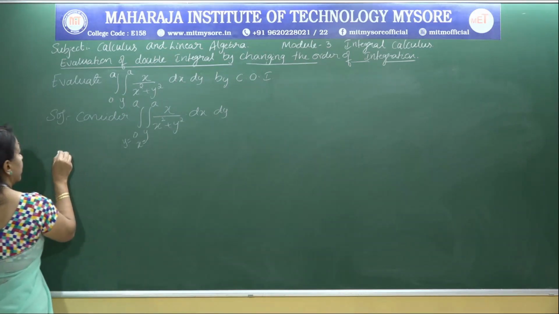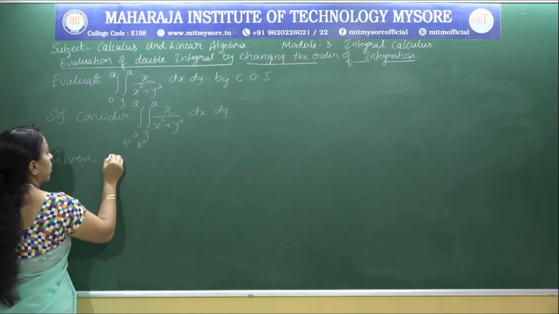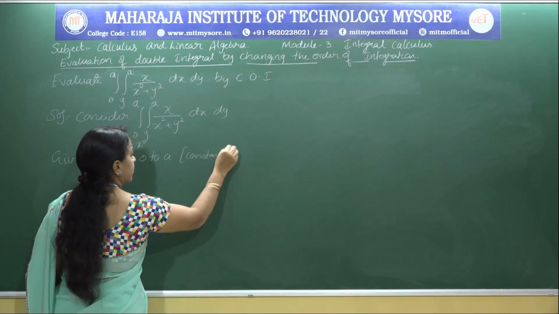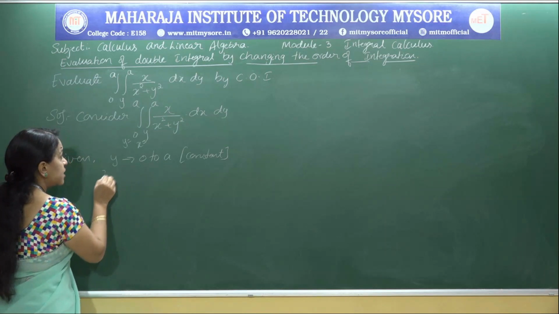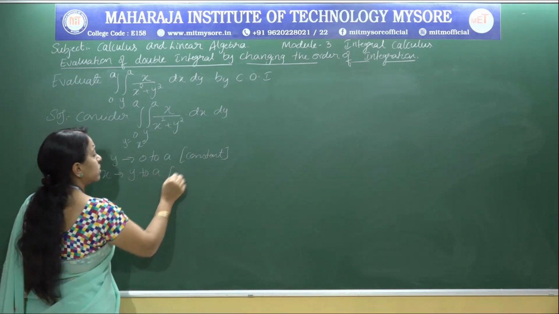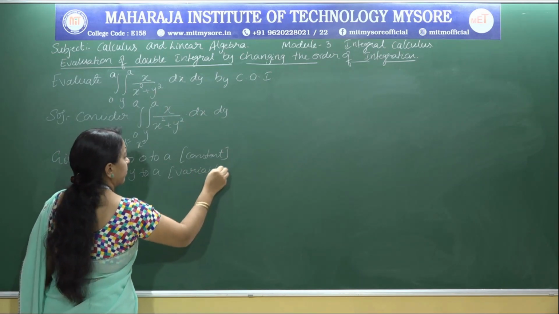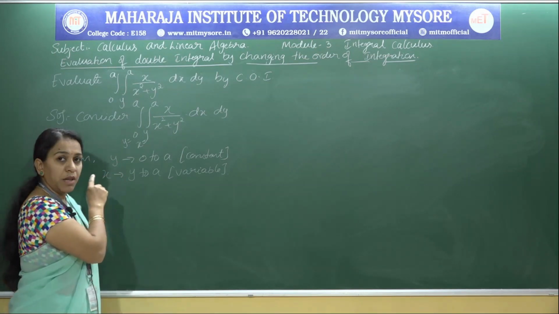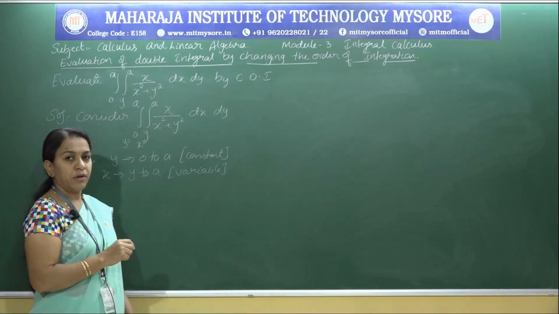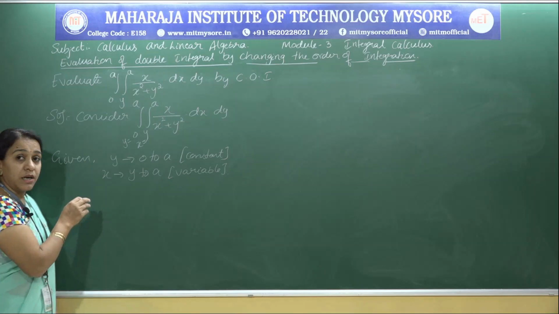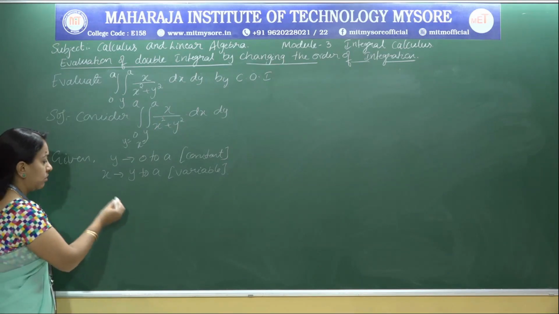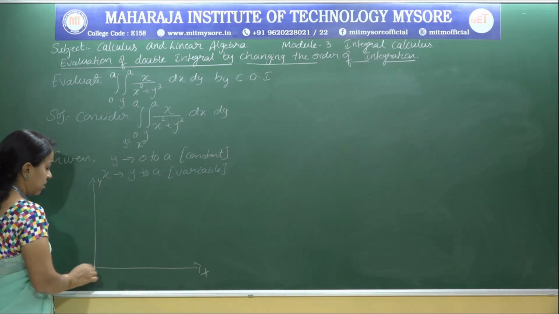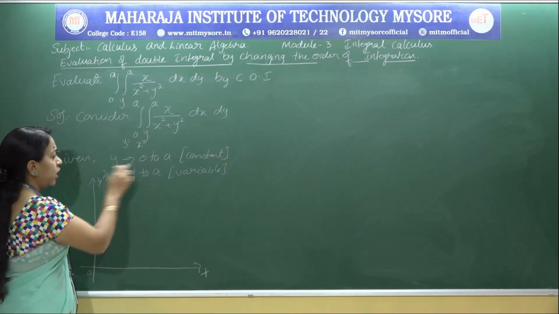So how to change? The given limits are y varies from 0 to a, which is a constant limit, and x varies from y to a, which is a variable limit. So by changing the order, I should make y a variable limit and x a constant limit. So consider or represent the given curves or lines in a coordinate plane. Consider a coordinate axis, x and y axis. The first one, y equal to 0.